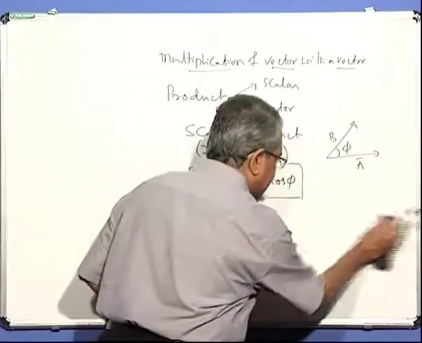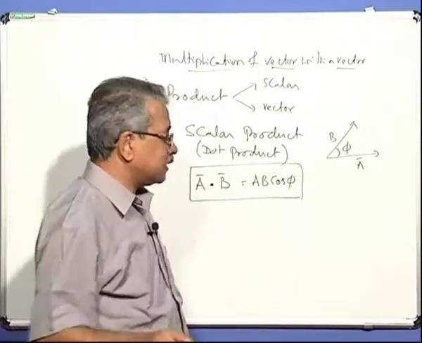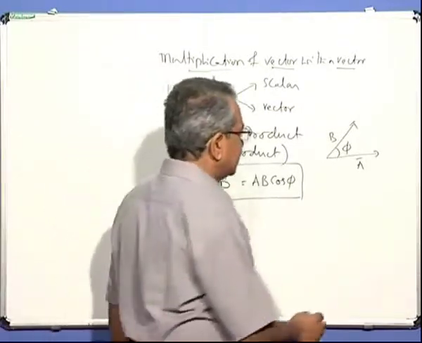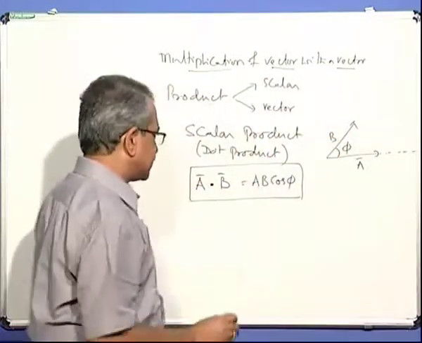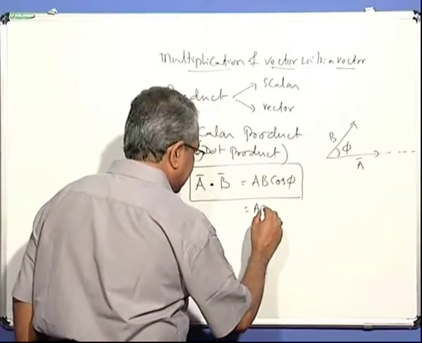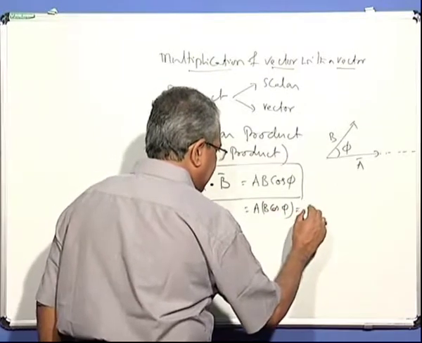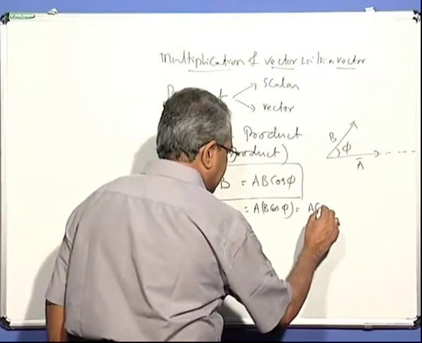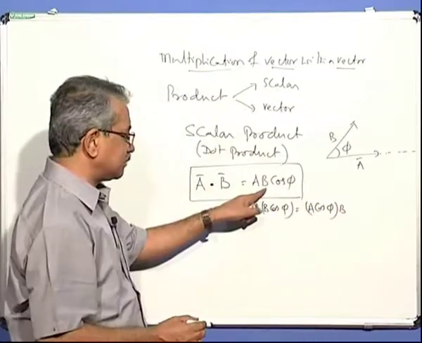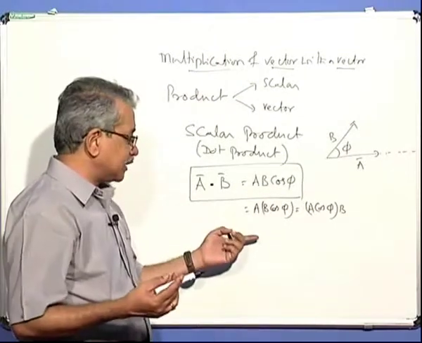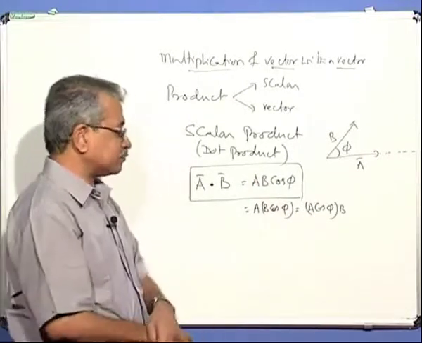So, the product of two vectors giving a scalar is defined as A dot B is equal to A B cos phi. What is A B cos phi? You can write this A B cos phi as A into B cos phi, or you can also write it as A cos phi into B. After all, they are scalars only. A is a magnitude, B is a magnitude, cos phi also is a ratio, a simple magnitude. So you can put anyone before, anyone later, it makes no difference. So you can write like this also.